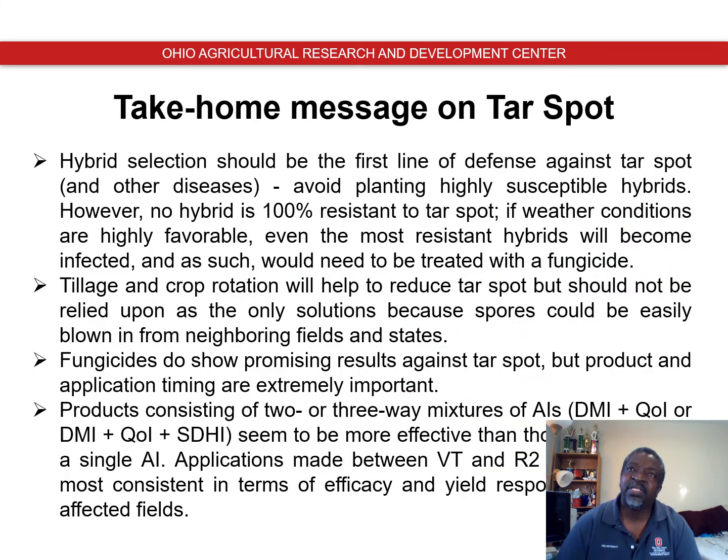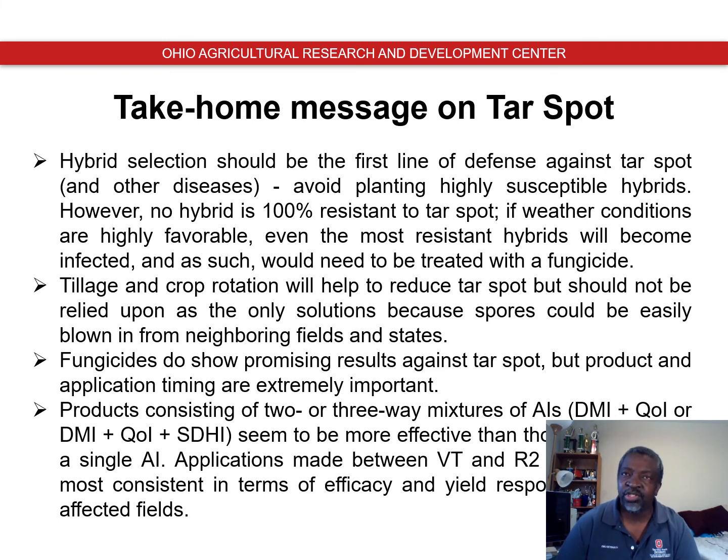So to summarize my presentation, what we've seen in terms of tar spot research, hybrid selection should be the first line of defense against tar spot. But since no hybrid is immune, in other words, resistance doesn't mean zero disease, under favorable conditions, any hybrid may still have fairly high levels of tar spot. So it therefore means that you still want to plan to apply a fungicide even if you plant your best resistant hybrid. Scout fields, look for tar spot, get an idea of whether tar spot is developing and when it's developing, and make your fungicide application decision.